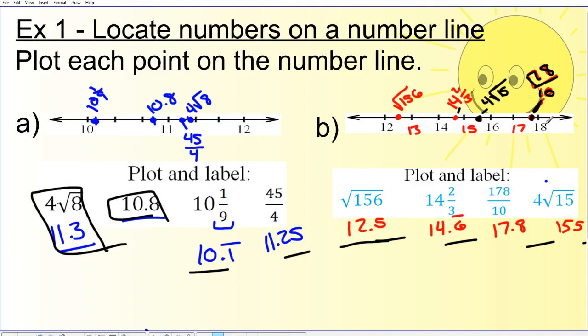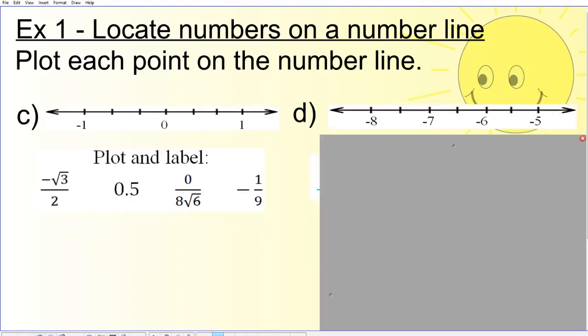All right, even the 17.8 right here, that's probably not 0.8. That might be 0.7893, whatever. You just got to be close. Okay? Change it to a decimal. Find the approximate location on the number line. Let's try 2 more. So letter C, we're going to go through this one together right now, and then you guys are going to try letter D.